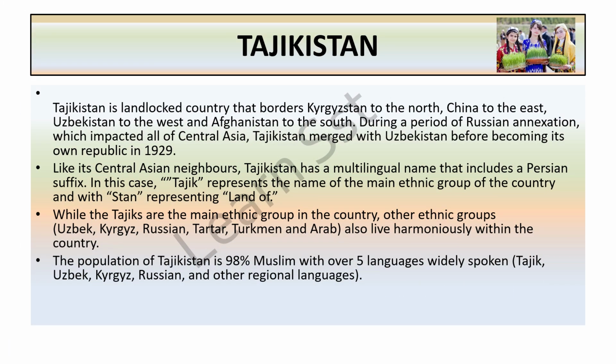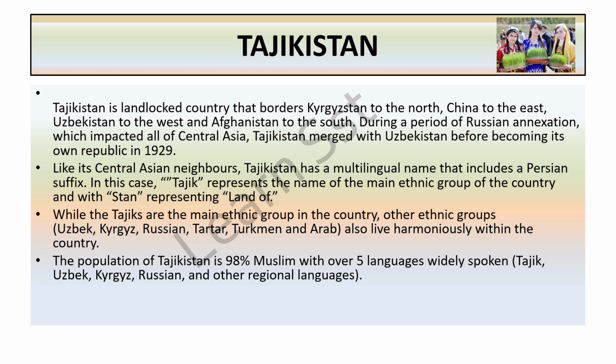Tajikistan is a landlocked country that borders Kyrgyzstan to the north, China to the east, Uzbekistan to the west, and Afghanistan to the south. During a period of Russian annexation, which had a direct bearing on all the Central Asian countries, Tajikistan merged. It came up with Uzbekistan before becoming its own republic in 1929.